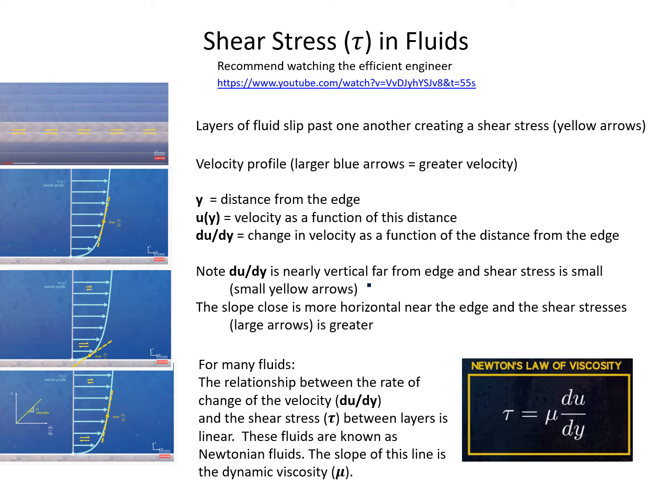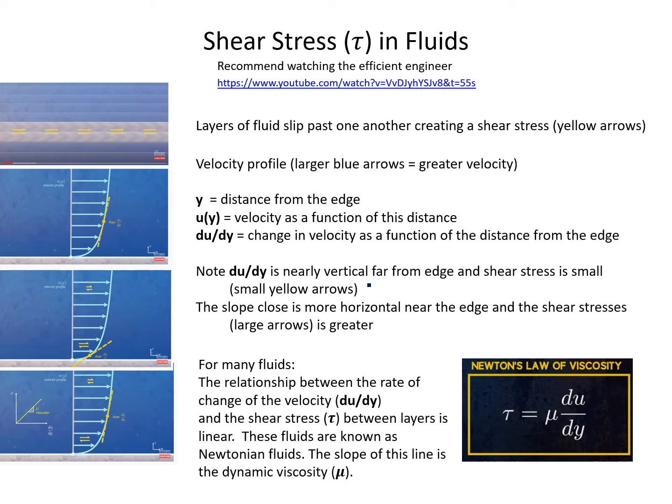So the little yellow layers illustrate the stress that is being experienced by each one of those layers, the shear stress. The shear stress is much greater near the wall than it is in the center of the stream, where the layers are moving at a more similar velocity.